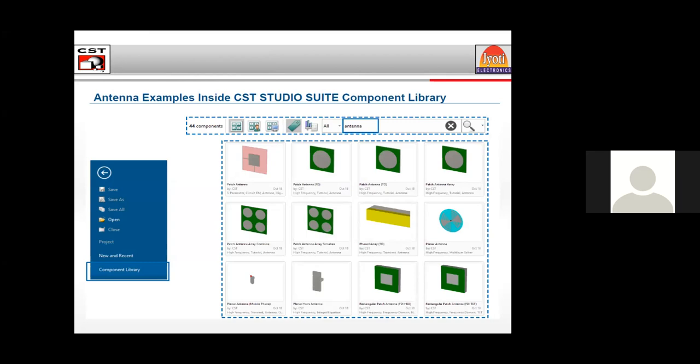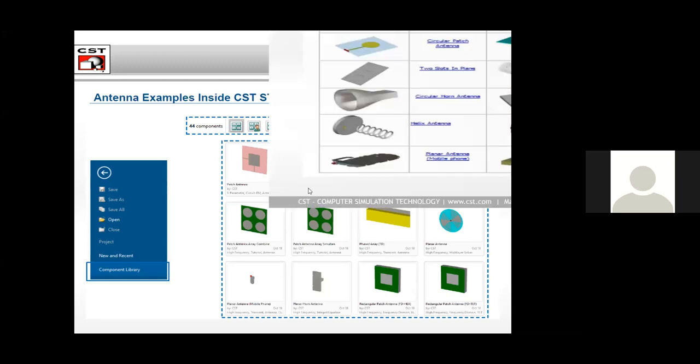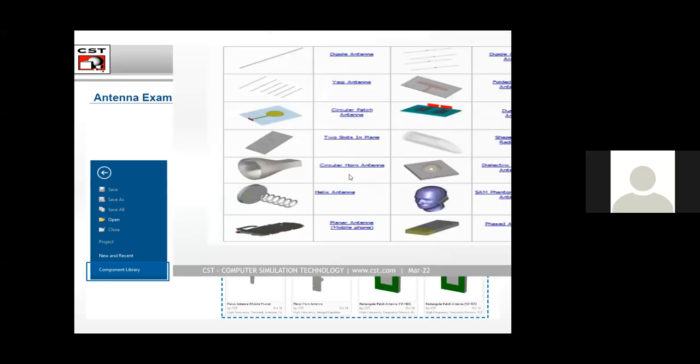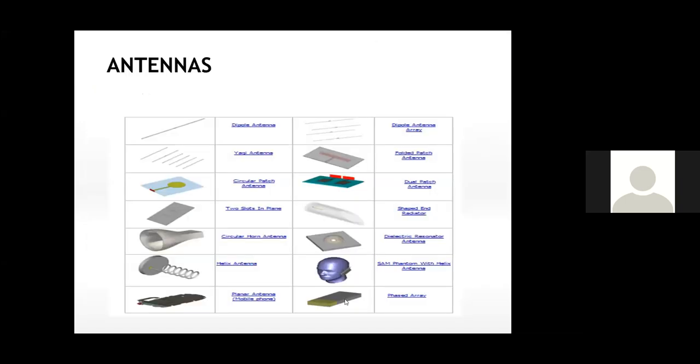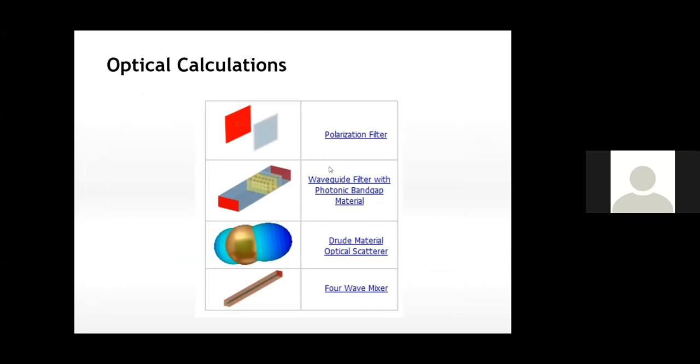Even to some extent, if you are a very clever person, then you can become an expert in this by only reading these already designed models in CST Microwave Studio. So you should not worry about it. There are all antennas also there. Optical calculation, the waveguide filter, photonic band gap material is there. There's a dielectric metal optical scattering, four-way mixture, polarized filter. The waveguide device is also there. So you will come to know all of this.